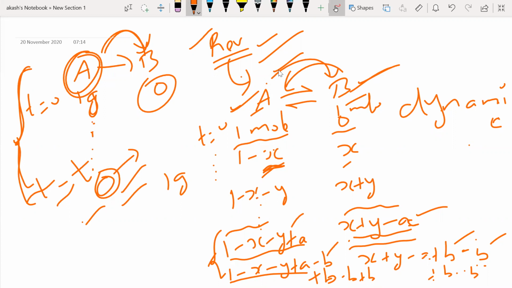But which side will the reaction happen? If you have some amount of A and some amount of B already present in the mixture, which will happen, the forward reaction or the backward reaction? All these things you will be able to predict. Is that okay? Right? Fine. So we will go for that.